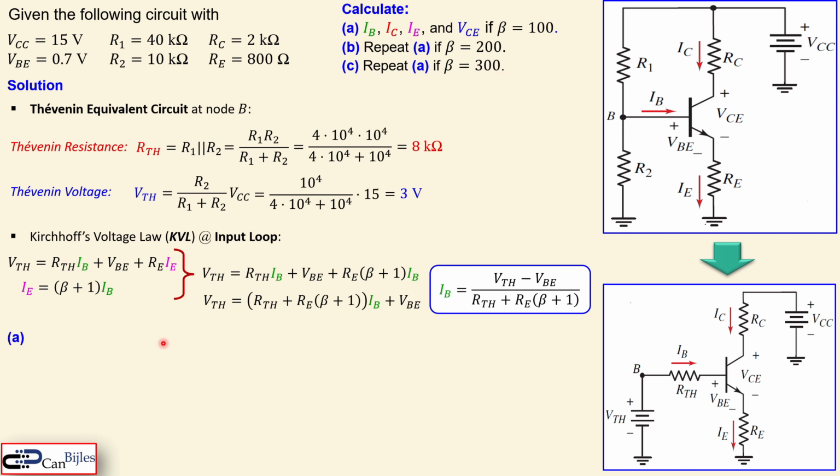Now for specific condition, the beta is 100, I can calculate now the IB using this expression. Now what do you see?